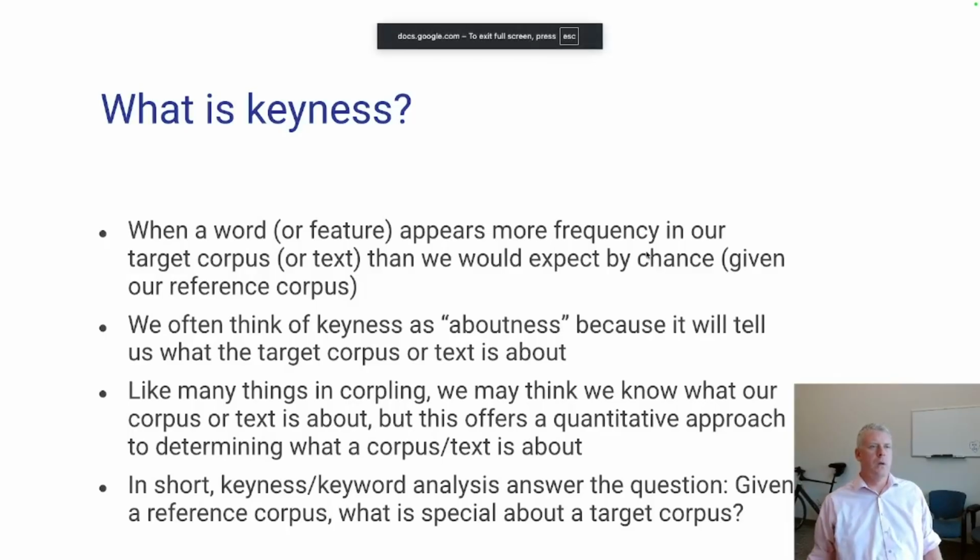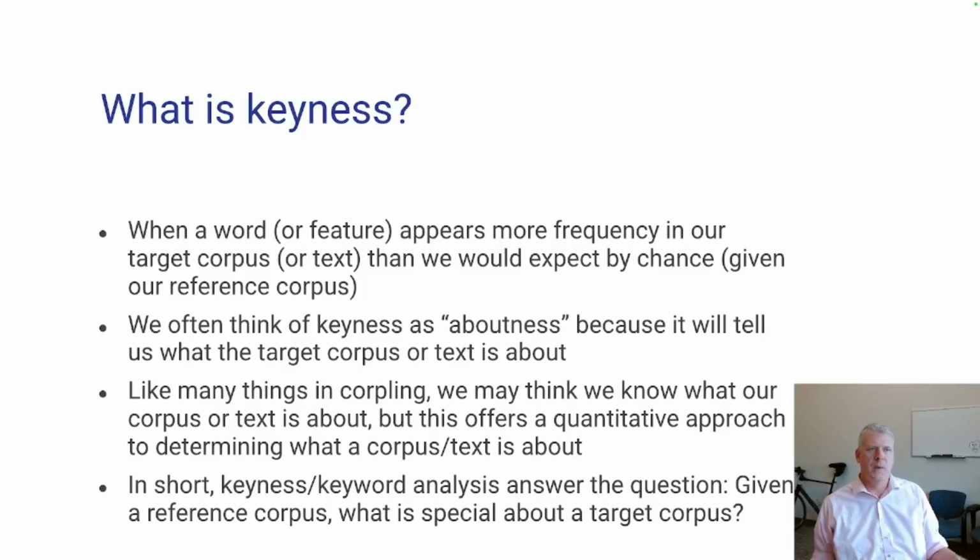So when a word or feature appears more frequently in a target corpus or text than you would expect by chance, given some reference corpus. So you have two corpora here. You have a target corpus and a reference corpus. And you're saying what words occur more often in this target corpus in comparison to this reference corpus. So the idea of target corpus and reference corpus is super important in keyness analysis.